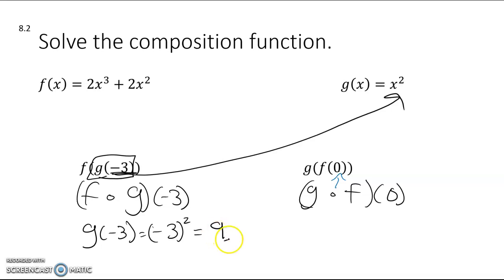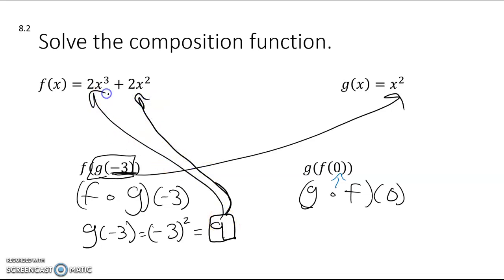Now I'm going to take this 9, and once I figure out what that number is, I'm going to plug that into my f equation, because again, I got the g inside, I plug the -3 in first, and then I take that 9 and plug it into f of x up there. So actually I'm going to erase that here. f of 9, that's going to get me 2 times 9 cubed plus 2 times 9 squared.